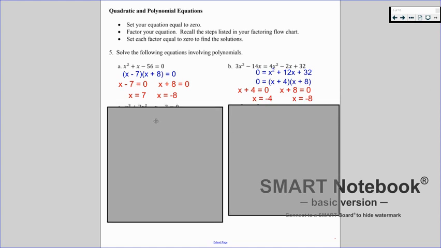C and D, a little bit different factoring. Here I have a cubic equation, 4 terms. When there's 4 terms, oftentimes we can look at and try factor by grouping. So when we factor by grouping on this one, that does work.